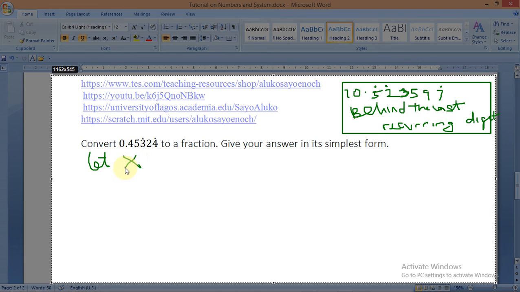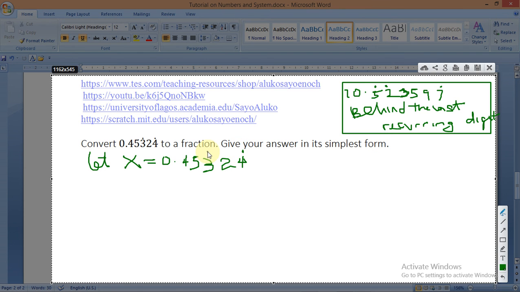Let x equal, let me assume that maybe the last recurring digit here is 7, so this one should come down here. So I'm going to treat it like that. So x equals 0.453, 2, 4. The last recurring digit here is 4, and I have a dot here too. So this dot is behind 4 here.